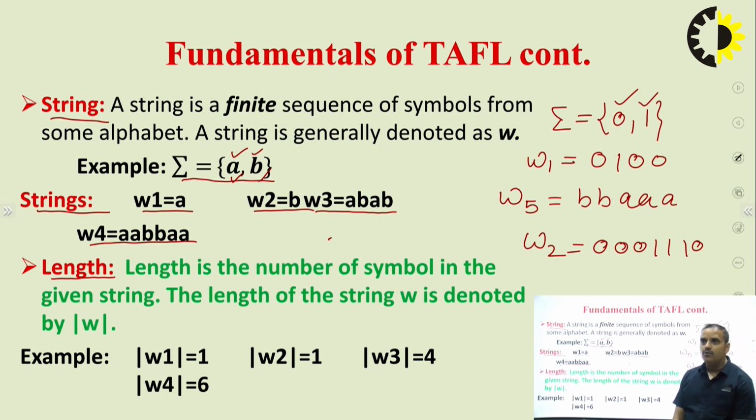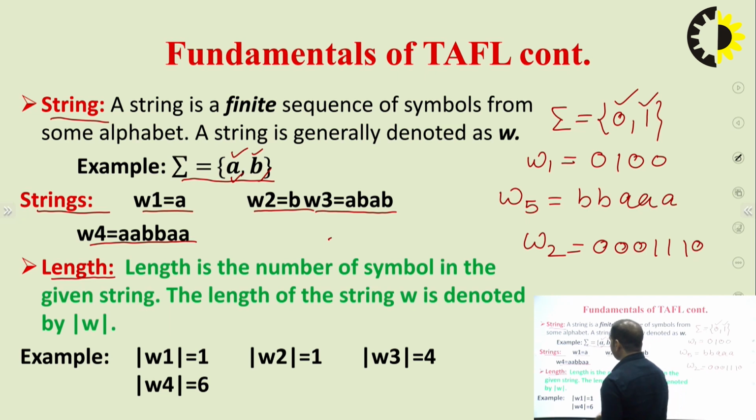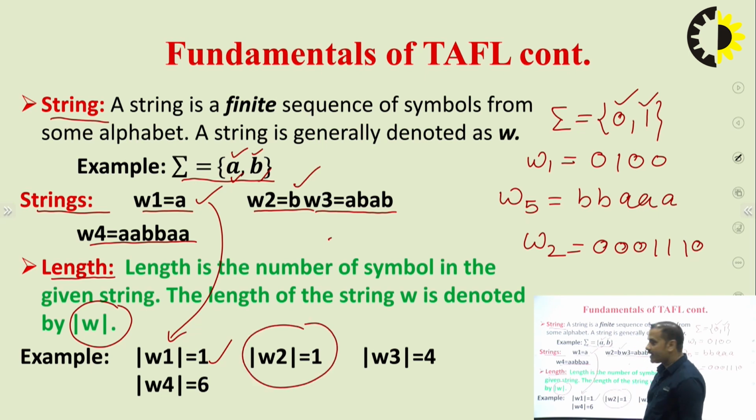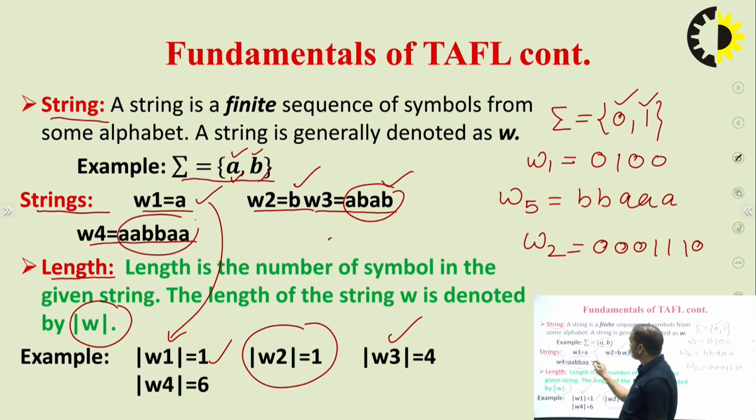The length of a string W is denoted by mod of W. This is a symbol which is used to denote the length of W. If W1 equals a, then mod of W1 equals 1. W2 is equal to only b, then the mod of W2 is 1. And W3 is abab, the number of symbols is 4, so the mod of W3 is 4. And W4 equals ababab, there are 6 symbols, so the mod of W4 is 6. That means the number of symbols in a given string is called the length of the string, and it is denoted by mod of the given string.